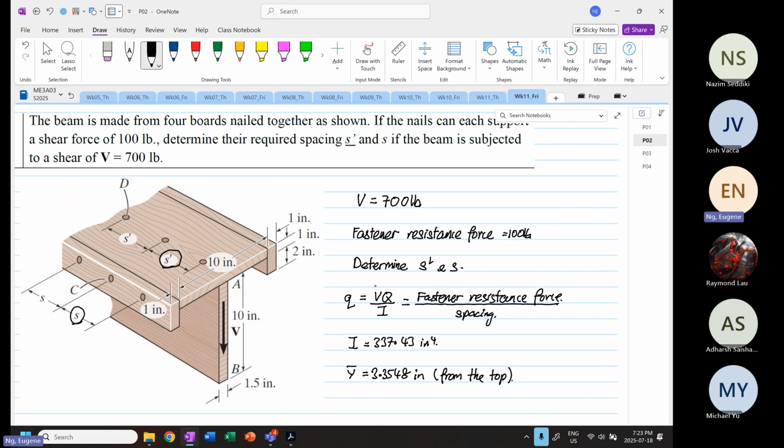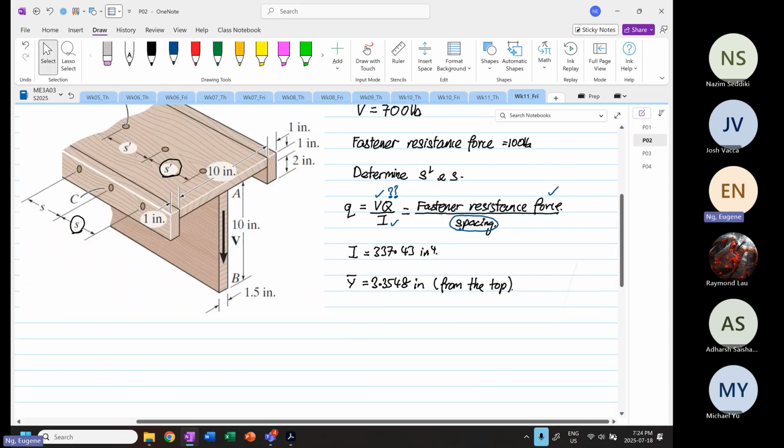So we have, let's see what do we have. The shear force. We know the I. We know the fastener resistance force. We are asked to determine the spacing. We need to know what Q to use. Again, first moment of area comes back. So to do this, we have to again design the shear flow. I repeat again, we have to design the shear flow.